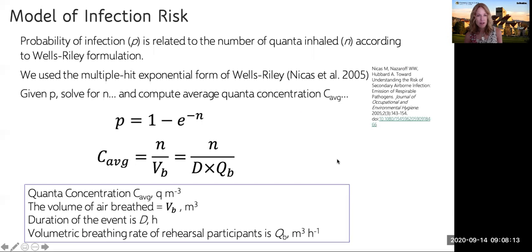So in our application of the Wells-Riley model, we use the multi-hit exponential form, and it looks like this, where P is 1 minus an exponential function of n, the number of quanta inhaled. And we estimate the average quanta concentration in the rehearsal space by estimating the volume of air that was breathed and the duration of the event and the breathing rate, as well as predicting n, because we know the probability of infection was 87%.